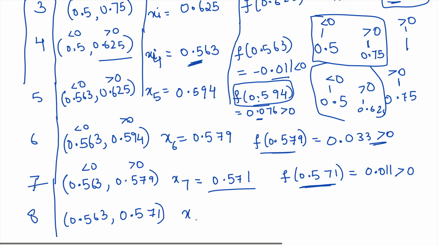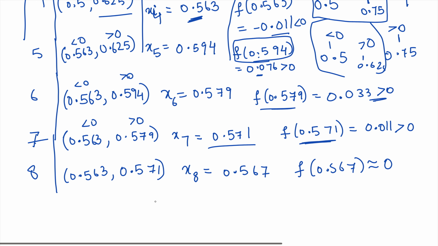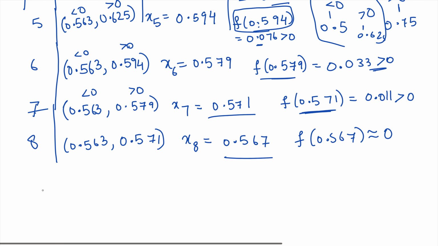Okay, so now our x8 would be 0.563 plus 0.571 divided by 2, which is again 0.567. Okay, now if we do f of 0.567, this is approximately now 0. Okay, so rounding to 3 decimals, the root is 0.567, correct to 3 decimals. I hope this is clear.